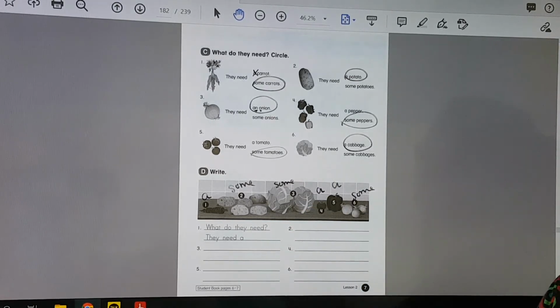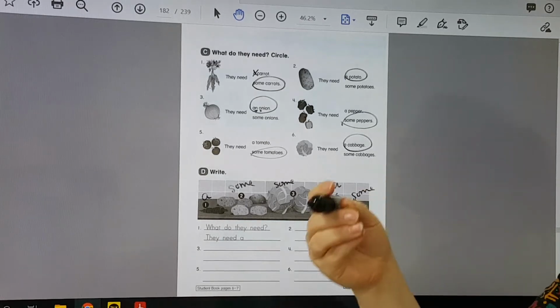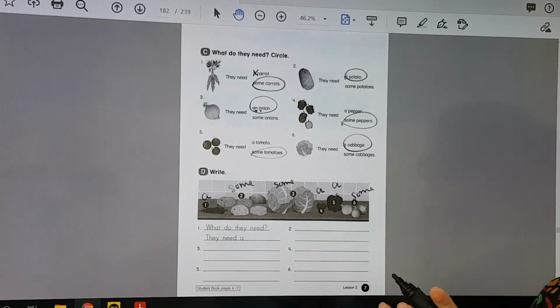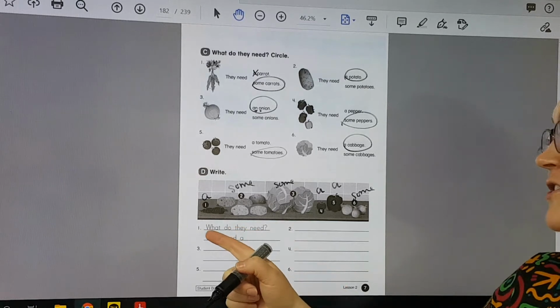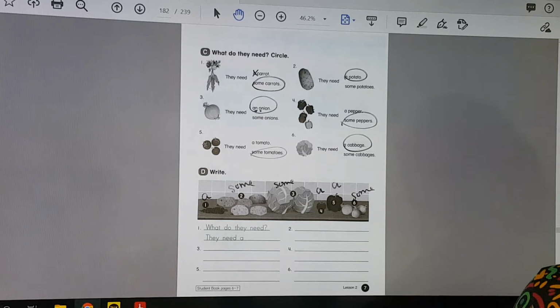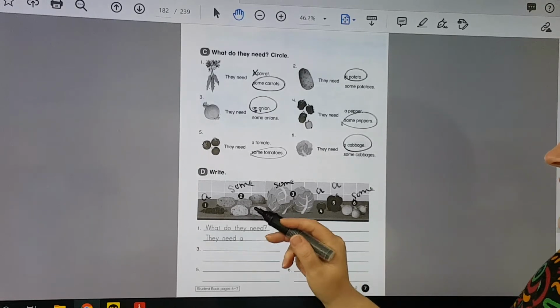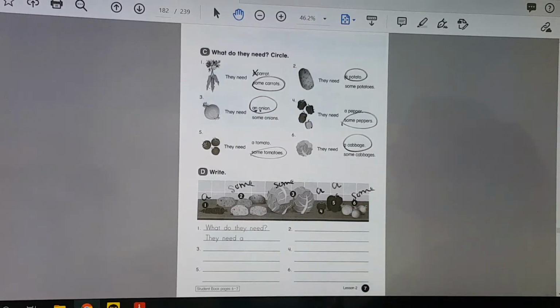And you can always change the word some with the number. Like you can say we need 5 potatoes or we need some potatoes. Both are good. Okay, so first we have to write the question, then the answer. The question is the same. It doesn't matter how many, the question is the same. So the question is, what do they need? So right now, I want you to pause the video, or you can keep watching with me, and we're going to write, what do they need for all the questions, okay?